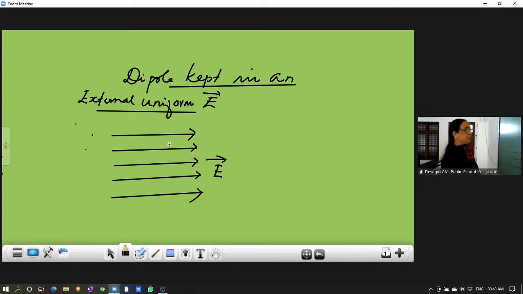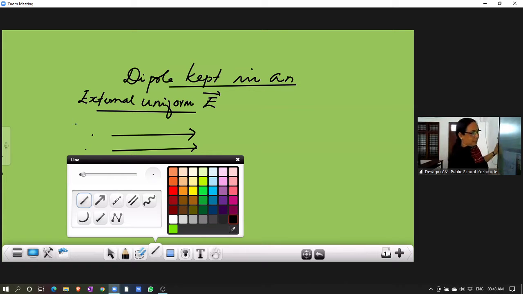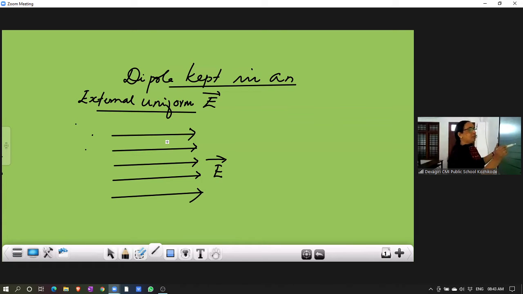This is a dipole. Such a dipole I'm keeping in a uniform electric field. And usually we use a line to represent the distance between them. So this is the dipole. And whenever you do it, you have to mark this as the minus Q charge and this as our plus Q charge.